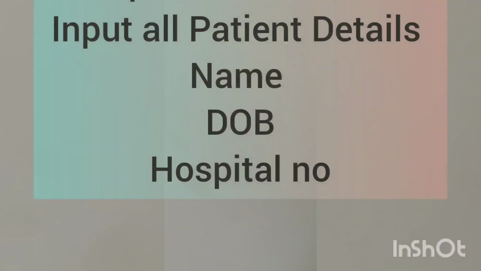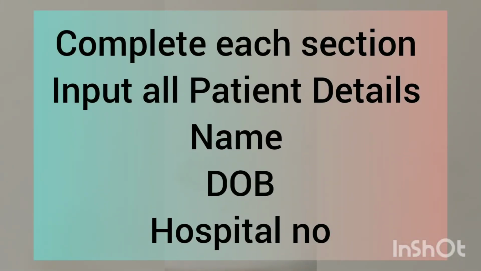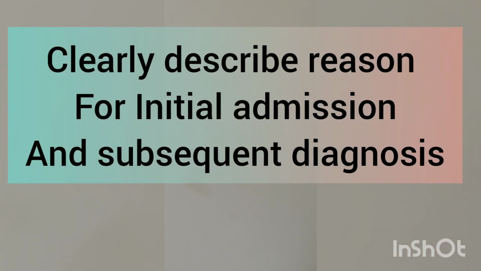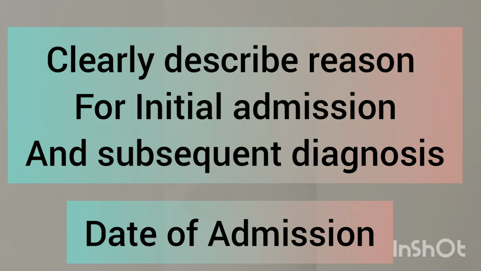Using your assessment, implementation and planning papers, when you open the transfer letter page, complete each section in full. Put the patient's details, that's the full name, date of birth, hospital number, clearly. Then the reason for initial admission and subsequent diagnosis. That's why was she admitted and what was the diagnosis. Then the next column you're filling is the date of admission. You have to write the date of admission of the patient.